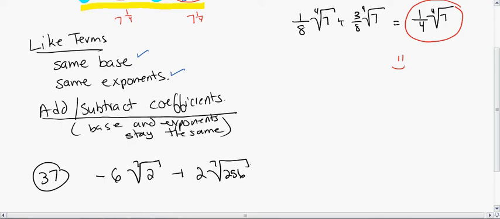All right, let's do our like term check. Do I have the same base? No, I do not have the same base. Look, I've got a 2 here, and I've got a 256 over here. So that's not going to do me any good. I'll have to do something about that. Let's double check the exponents. I've got a 1/7 and another 1/7, so the exponents are okay. The base is the part I'm going to have to do something about.